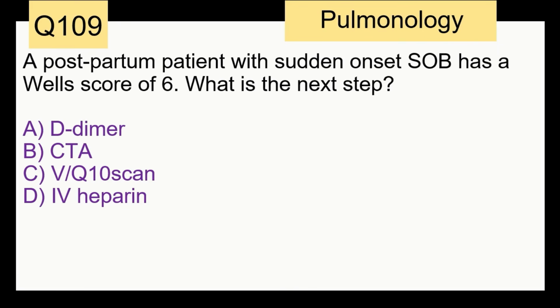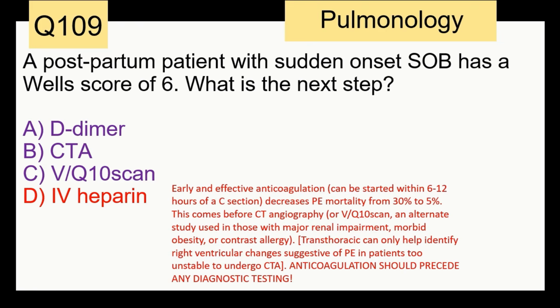109, a postpartum patient with sudden onset shortness of breath had a Wells score of 6. What's the next step? IV heparin. She has the criteria, and this comes before the CT angiography or VQ scan. Anticoagulation should precede any diagnostic testing.